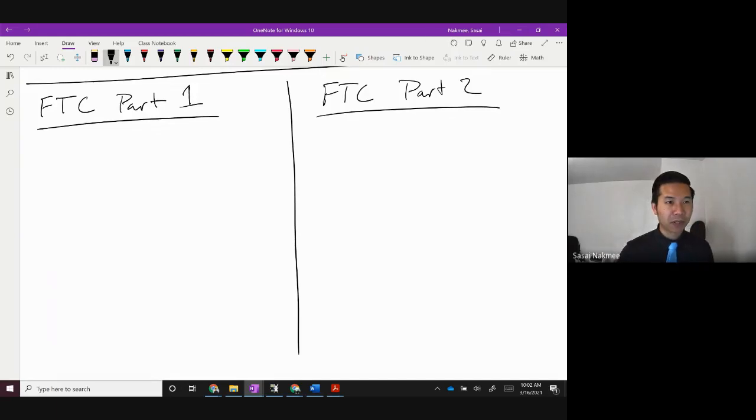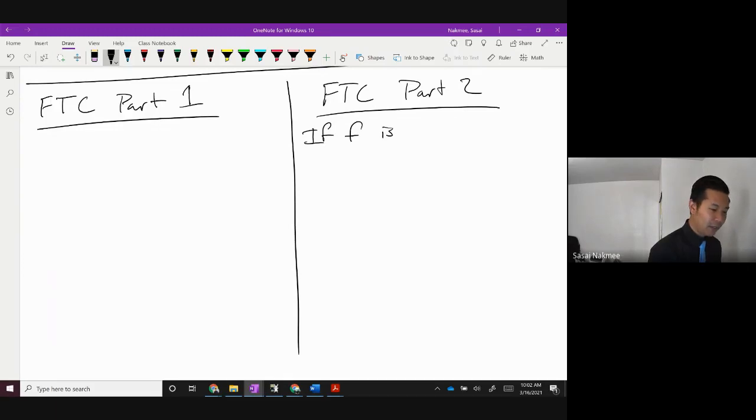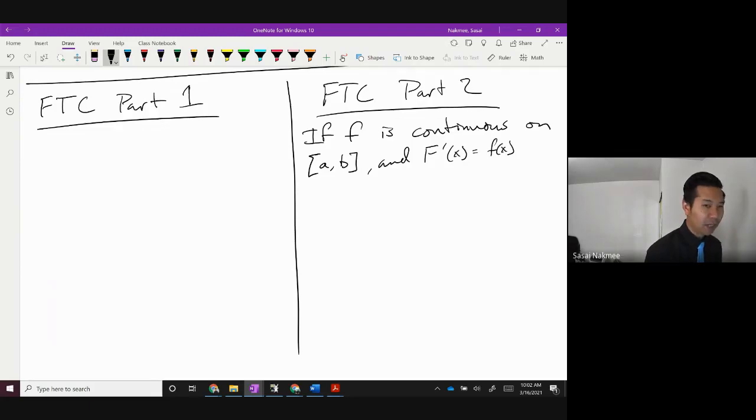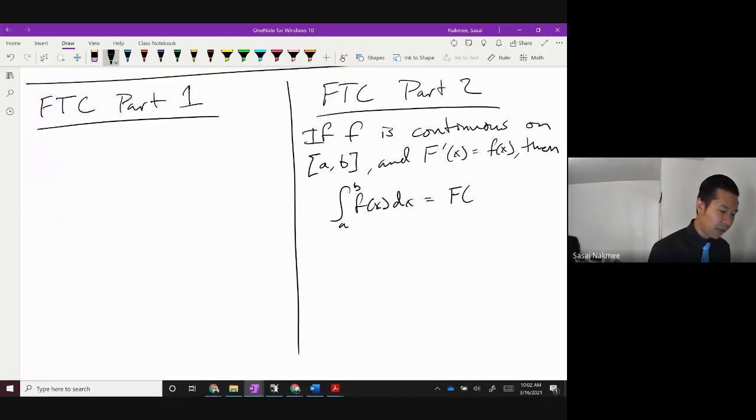The fundamental theorem of calculus part 2 states this. If f is continuous on a to b, and capital F prime of x is equal to little f of x, meaning capital F of x is the antiderivative of f of x, then the integral from a to b of f of x dx can be found simply by using the antiderivative evaluated at b minus the antiderivative evaluated at a.